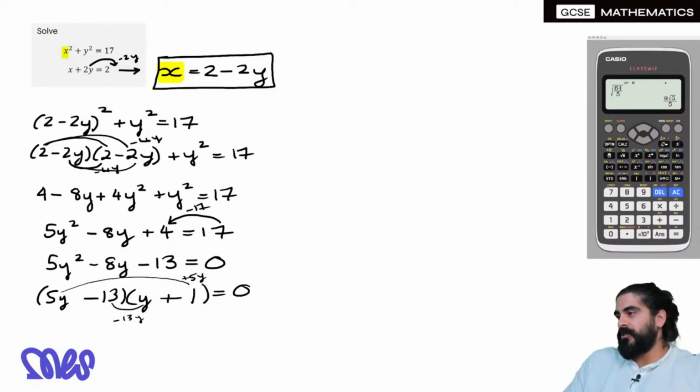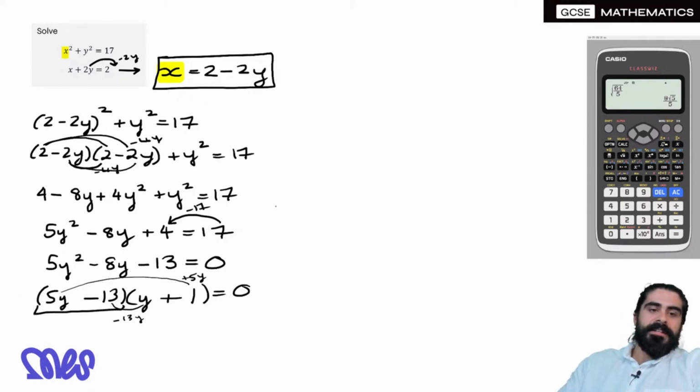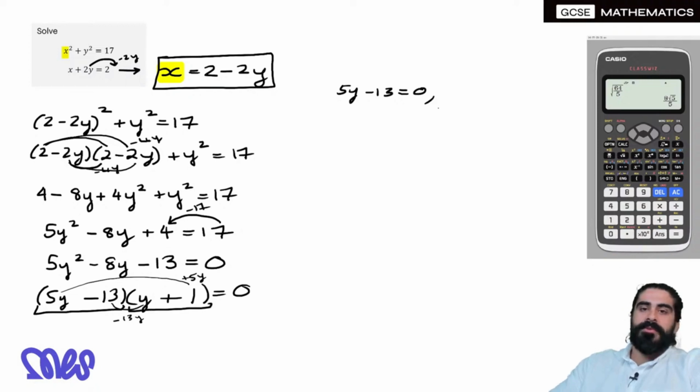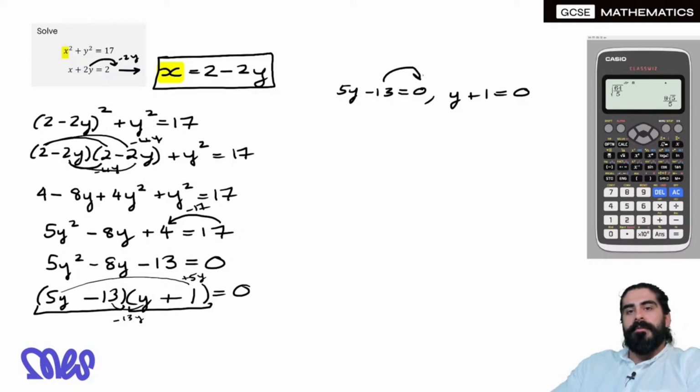So it's really easy to factorize. Well, it wasn't that easy, but it was easy enough. Now remember what we say. We say either 5y minus 13 equals 0, or y plus 1 equals 0. Move the 13 over and then divide by 5. You'd get y equals 13 divided by 5. Then here move the 1 over, y equals minus 1.